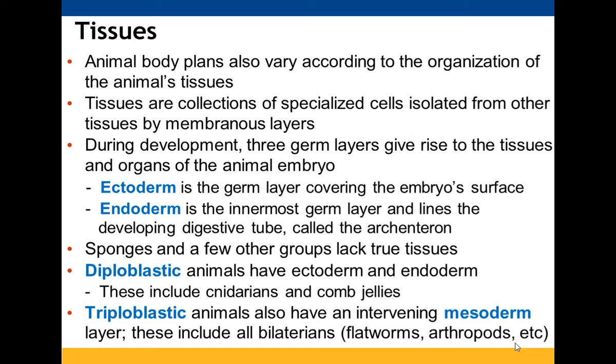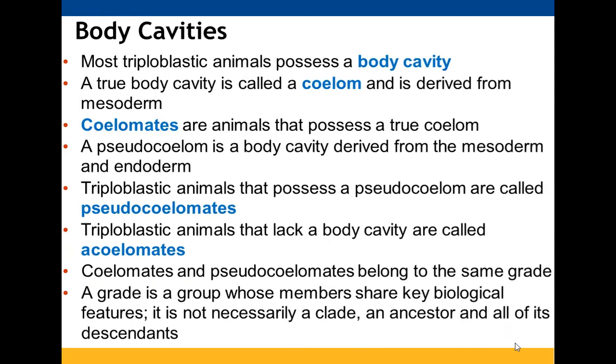Sponges, although they are considered an animal, don't have true tissues. Diploblastic animals will have the ectoderm and the endoderm, so those would be the cnidarians and the comb jellies. Triploblastic animals will have a mesoderm involved, and those are all of your animals that have bilateral symmetry: flatworms, arthropods, etc. The triploblastic animals will often possess a body cavity, which is called a coelom and is derived from mesoderm. Coelomates are animals that have the coelom.